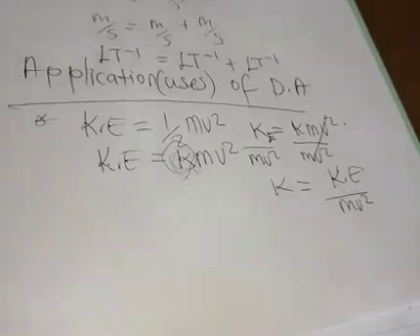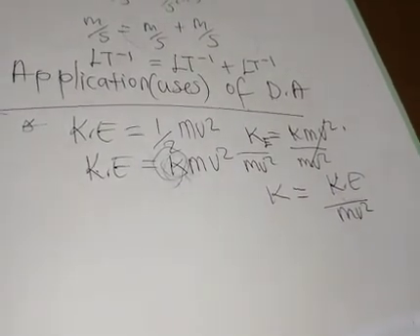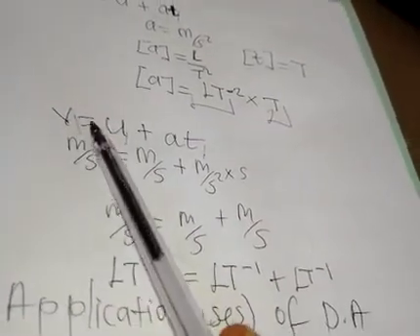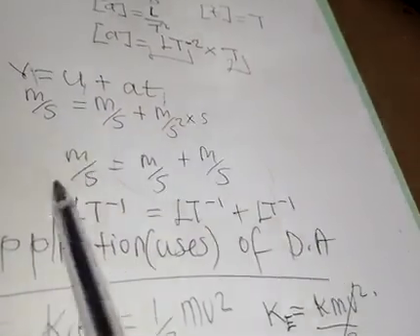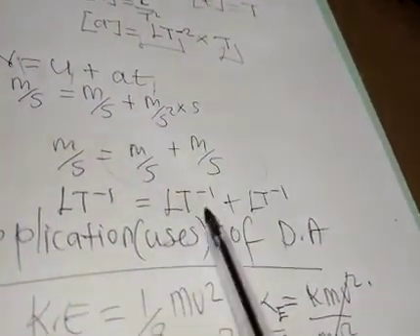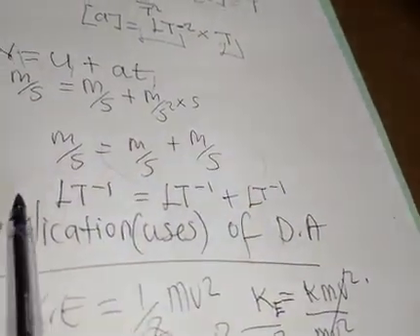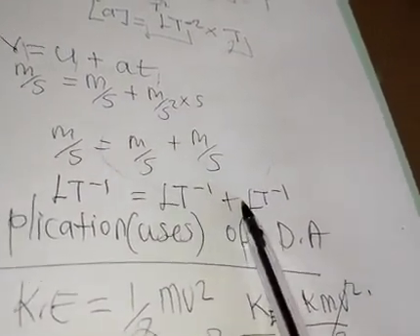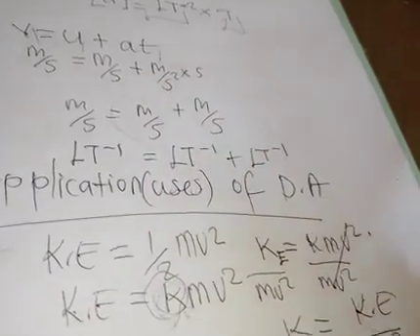Then the third use or application is to check the correctness of a given equation. For example, the same way we did with the formula for final velocity equals initial velocity plus at. If we find that the dimensions of all the terms on either side of the equation are the same, we say that this equation is dimensionally correct or dimensionally consistent. So that's another use of dimensional analysis: to check the correctness of a given equation.